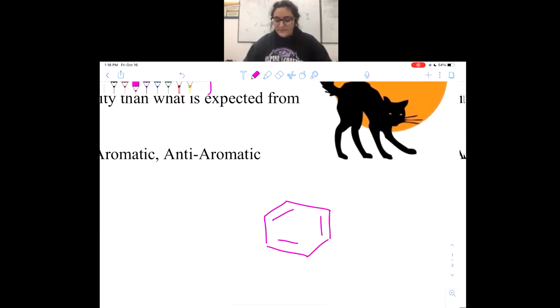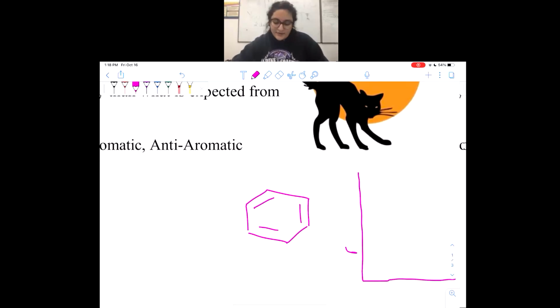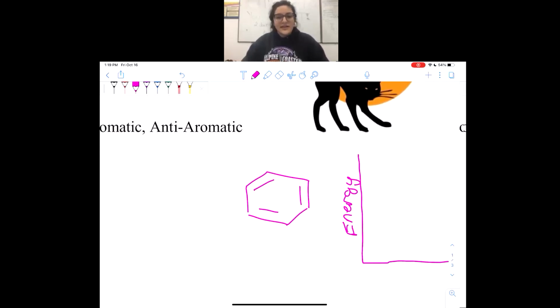This is what benzene looks like, right? And let's say we have energy here, right? So the energy for a cyclohexane is up here, right? And then the energy for a triene, so 3 double bonds in conjugation, is let's say here, right? Because trienes are super stable, because conjugation makes it super stable, right?